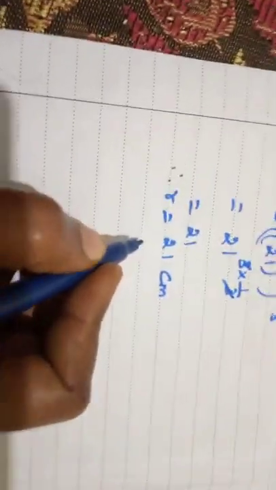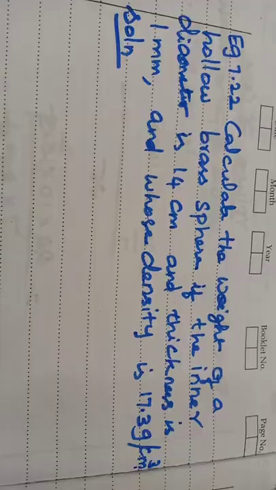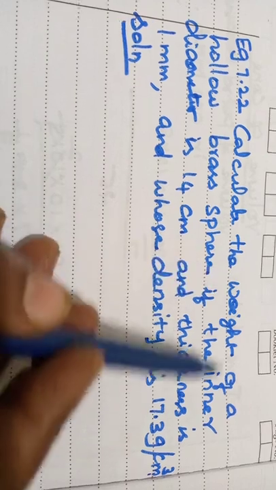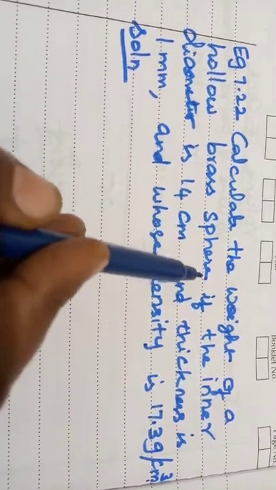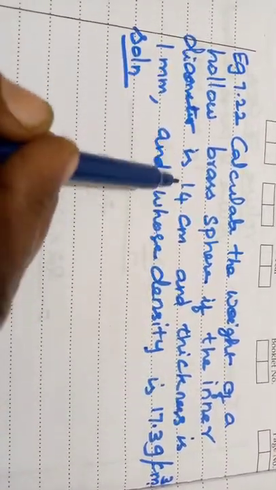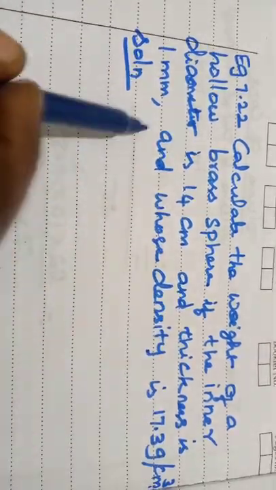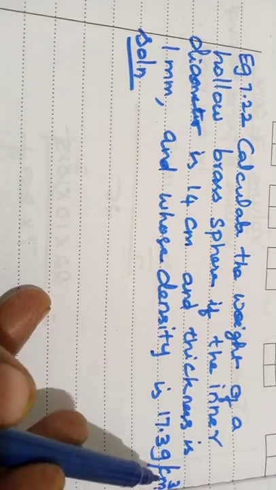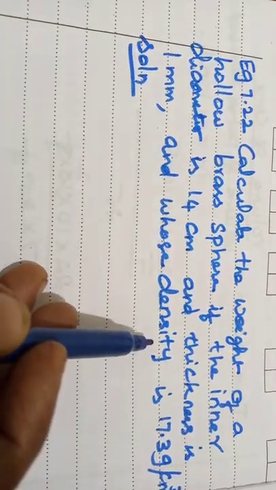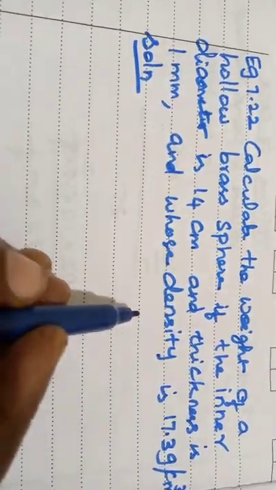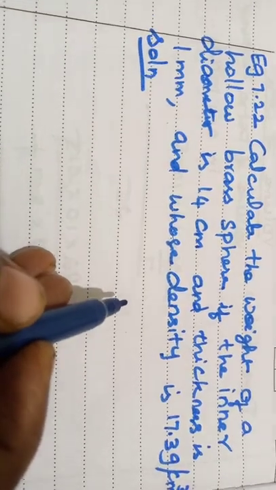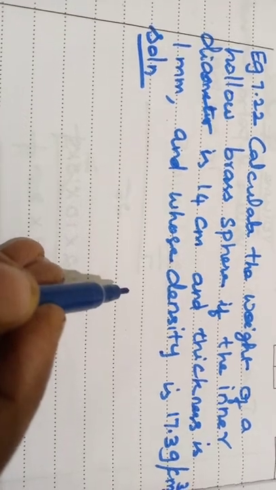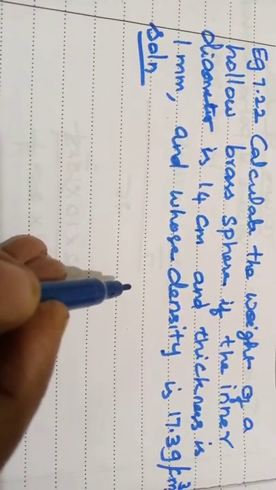Okay. Understand, students? Next, let's write the example 7.22. Calculate the weight of a hollow brass sphere. Okay. Hollow sphere. If the inner diameter is 14 centimeter and the thickness is 1 millimeter and whose density is given 7.3 gram per centimeter cube. Okay. Hollow sphere means inner outer will be there. So inner radius small r can be taken, outer radius capital R can be taken. We have to find the weight.